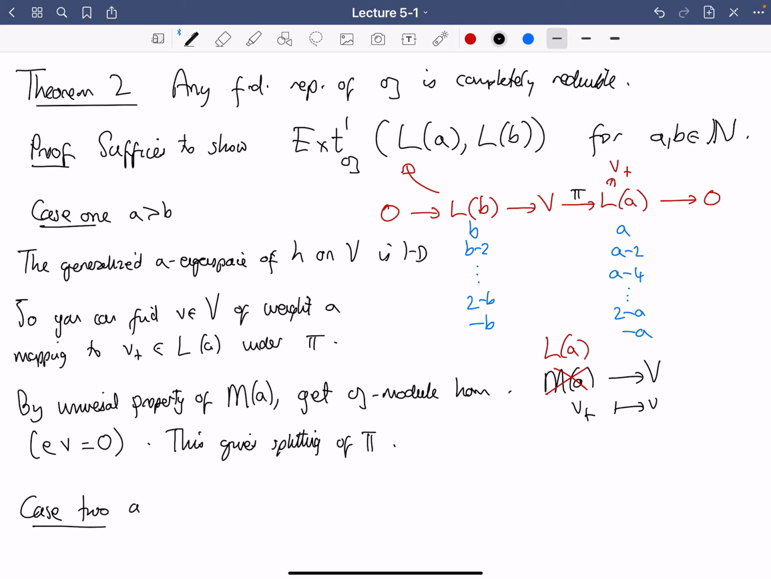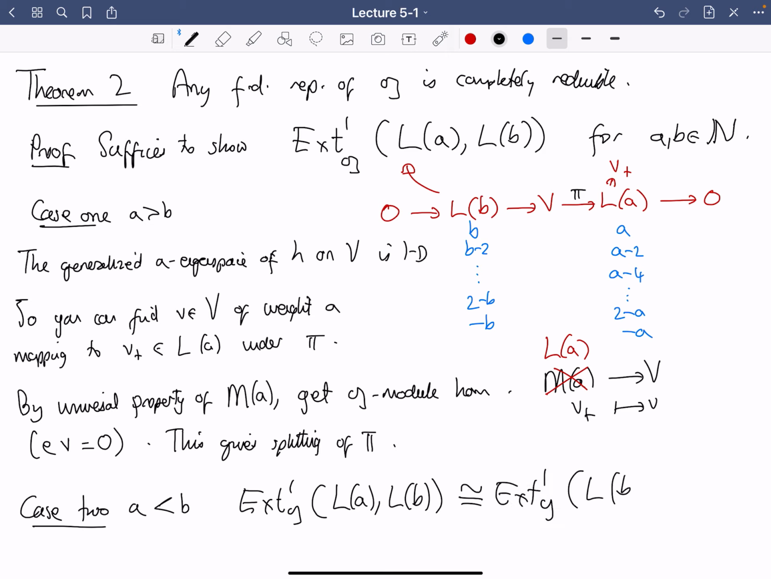Case 2 is when A is less than B. Now, you could probably construct some dual argument to that, but since we have a duality on finite dimensional representations, you don't need to do that. What you have to just note is that Ext1 of L of A, L of B is isomorphic to Ext1 of L of B star, L of A star. If you dualize an extension, you get an extension of the duals, but the other way around.